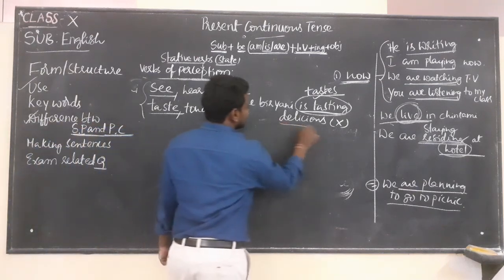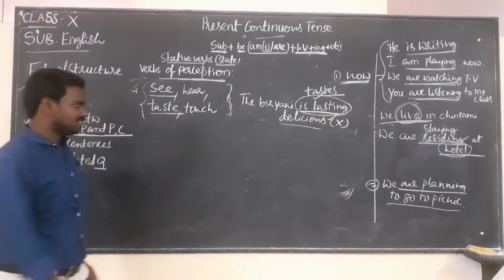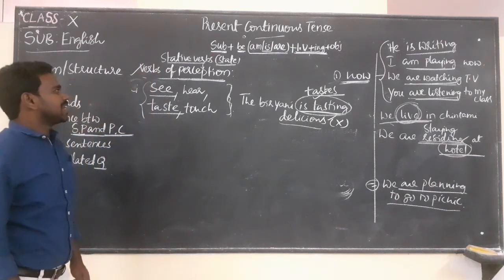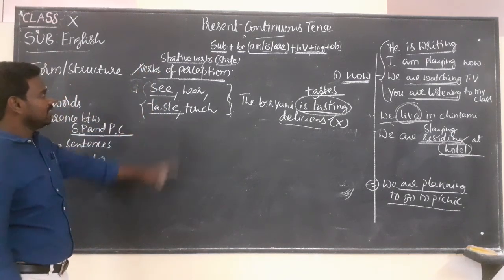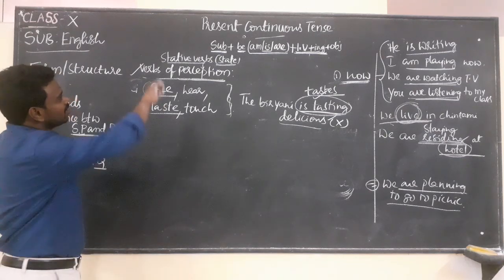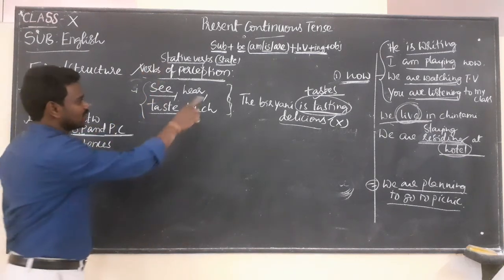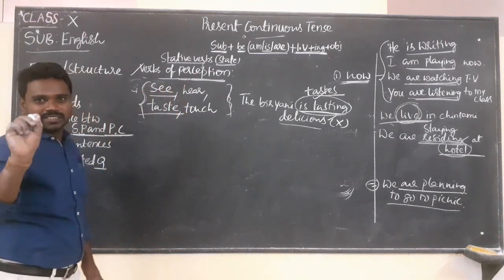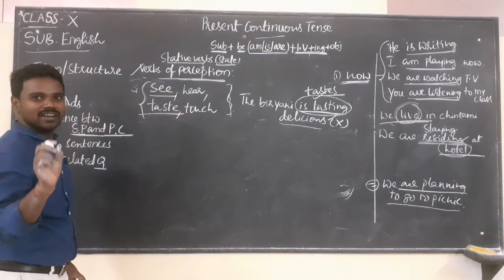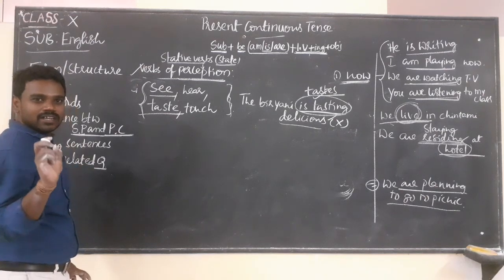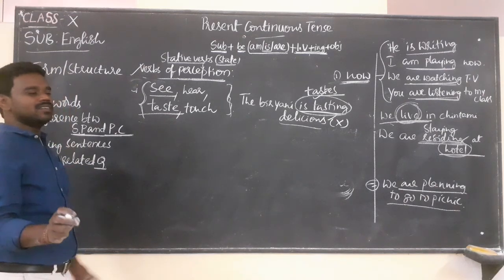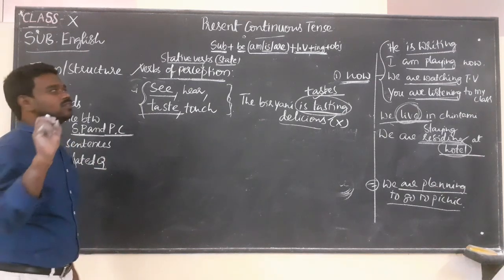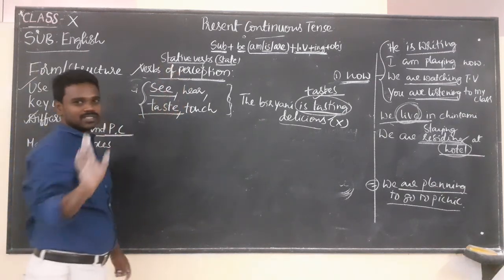The biryani tastes delicious. So we can say the biryani tastes delicious. When we talk about perception, we use only the simple present tense, not the present continuous, right? I repeated the point again and again because you'll get confused over here. You should not use them in present continuous. Only you have to use the simple present tense.